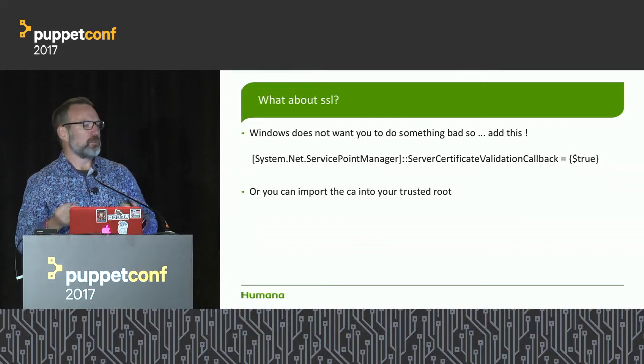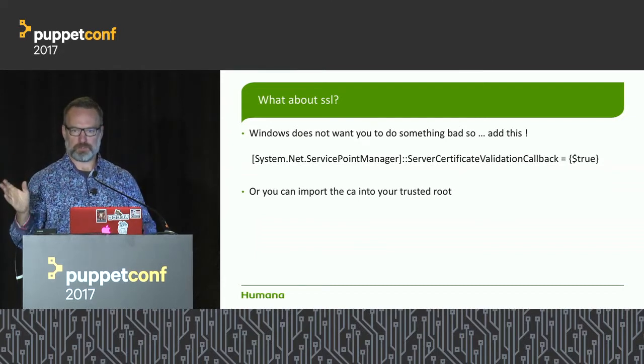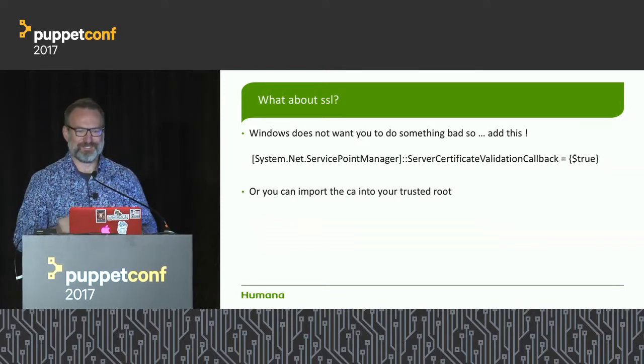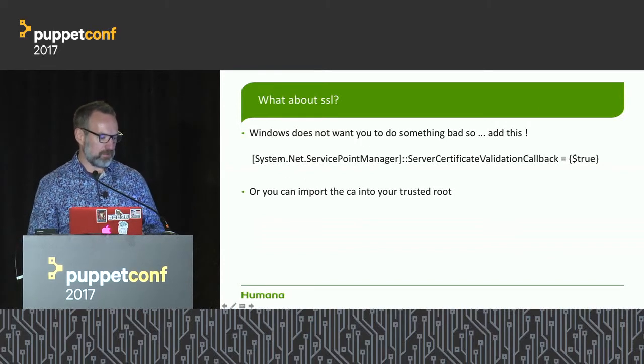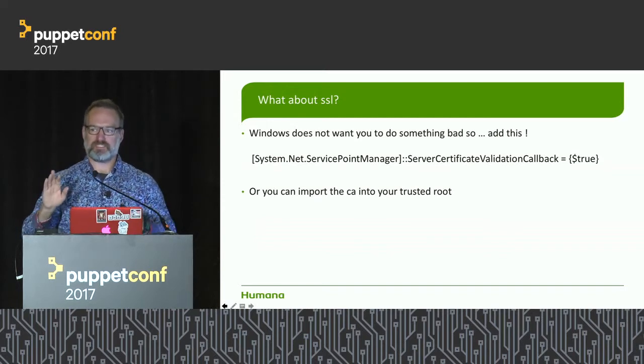You can do some things to pull down the trusted root and put it on your local store, and that's probably the best thing to do. But we want to get things done really quickly. So really, this line here will tell PowerShell that I understand this thing is SSL. It's all cool, but just let it go.